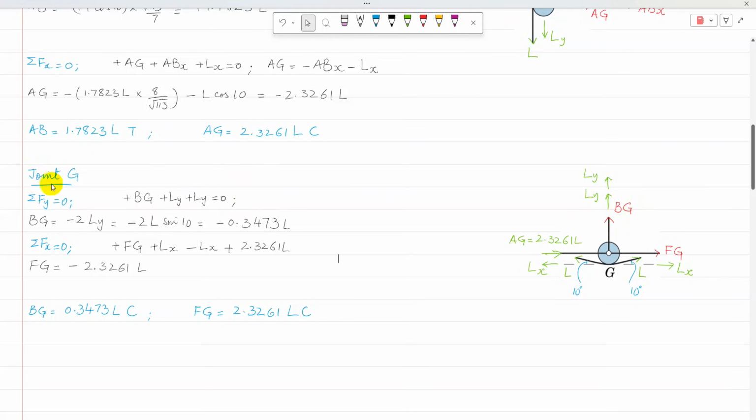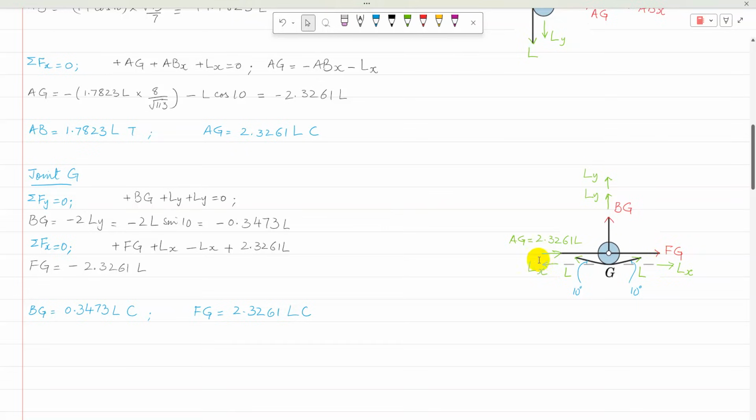So here I'm going to use sigma Fy equal to 0. For sigma Fy, FG is positive, plus BG plus LY, and BG plus 2LY is equal to 0. So BG is minus 2LY. LY is L sine theta. So BG is minus 0.3473L.